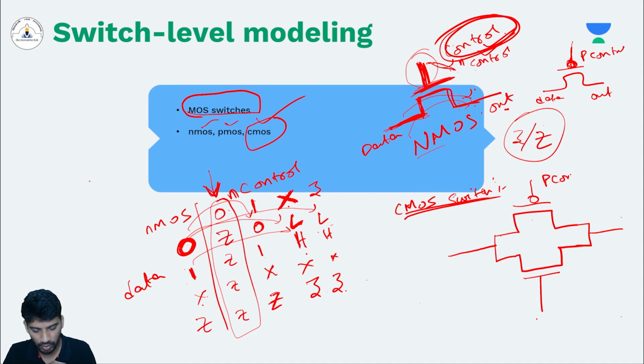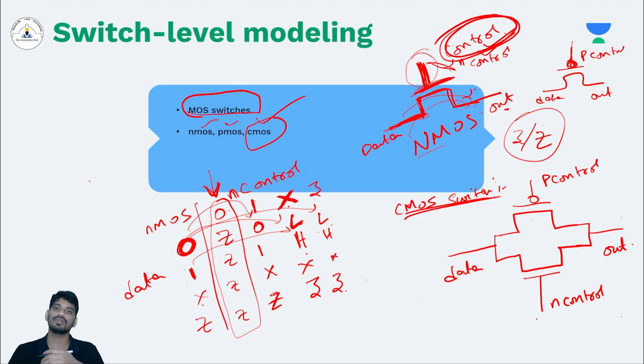So this is P control, this is N control. We have data here and output here. So what is the property of CMOS? It will conduct only when P control is 0 and N control is 1, right? Then it will conduct data to output. It won't conduct if your P control is 1 and N control is 0. In that case, your output will be Z.